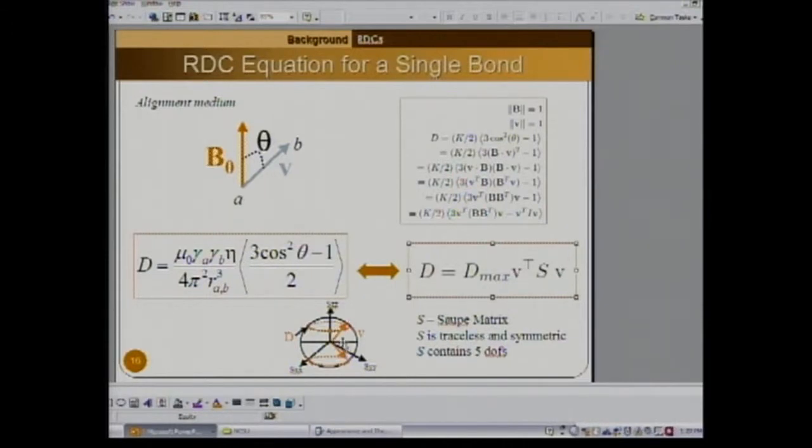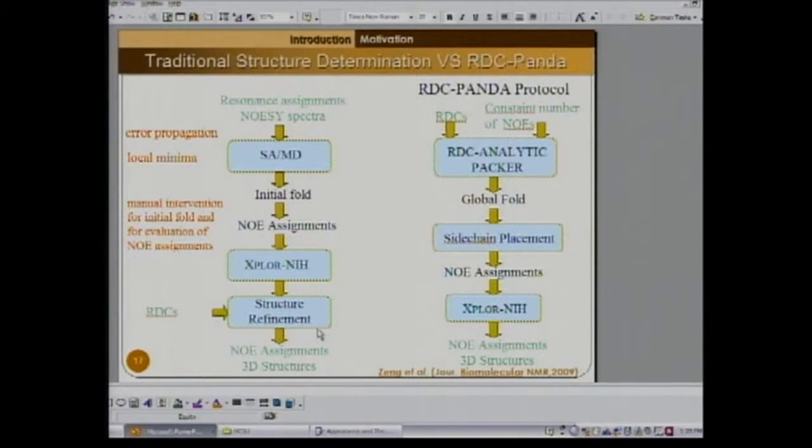Vector V is a unit vector, so it has to be on a sphere, but it also has to be on the hyperboloid represented by this quadratic form, by the Saupe matrix. Therefore, as soon as you collect an RDC value, each bond vector has to be on the intersection of the hyperboloid and the sphere. And I drew this intersection as ellipses, but they are not really ellipses. They are spherical conics.